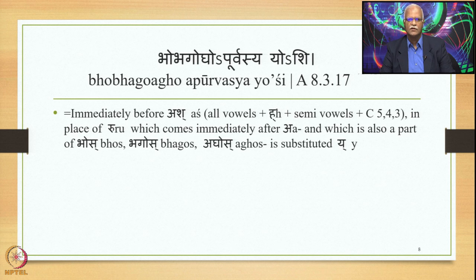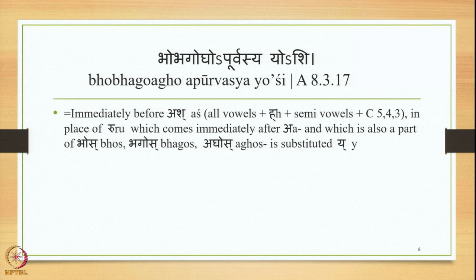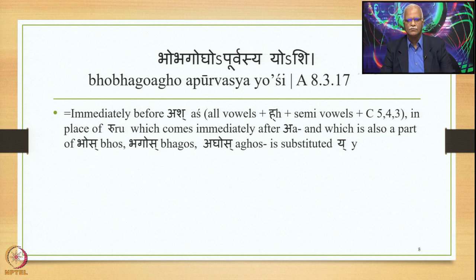Let us first study Bhobhagogho Apurvasya Yoshi. Bhobhagogho Apurvasya Yoshi is 8.3.17, and this sutra means: immediately before ash, that is all vowels plus h plus semivowels plus consonants 5, 4 and 3, in place of ru, which comes immediately after a and which is also a part of bhos, bhagos and aghos, is substituted by ya.